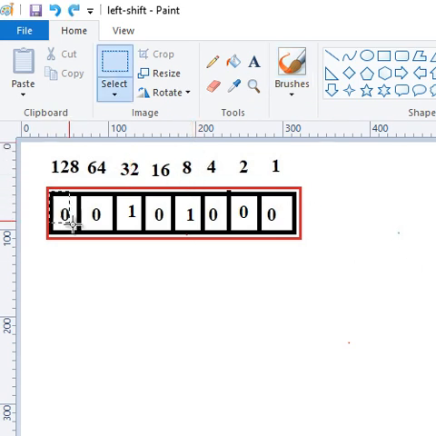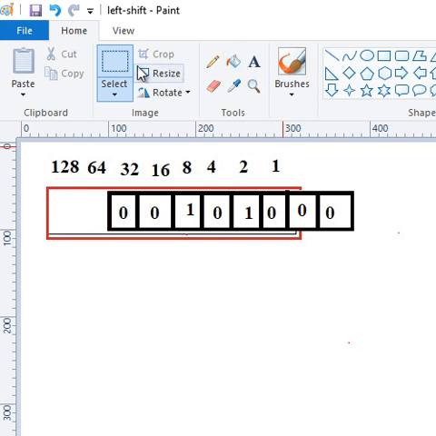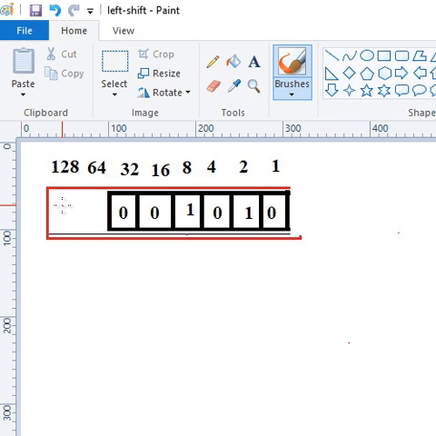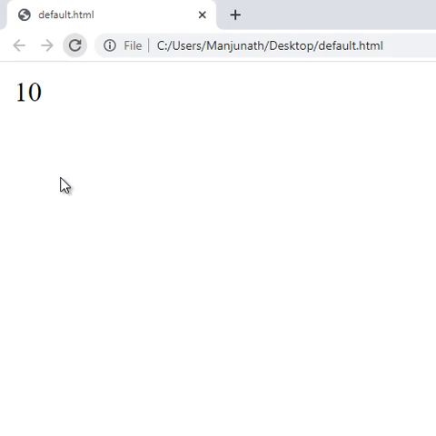When we shift the bits of this number 40 to the right side by 2 positions, like 1 and 2, the bits which are outside the red box are deleted, guys. And then on the left hand side we have 2 empty positions, they are filled by 0. Now if you see, underneath 8 we have 1, underneath 2 we have 1. So 8 plus 2 is equal to 10. When I go here, say file, save, go to browser and reload, we got 10, guys.